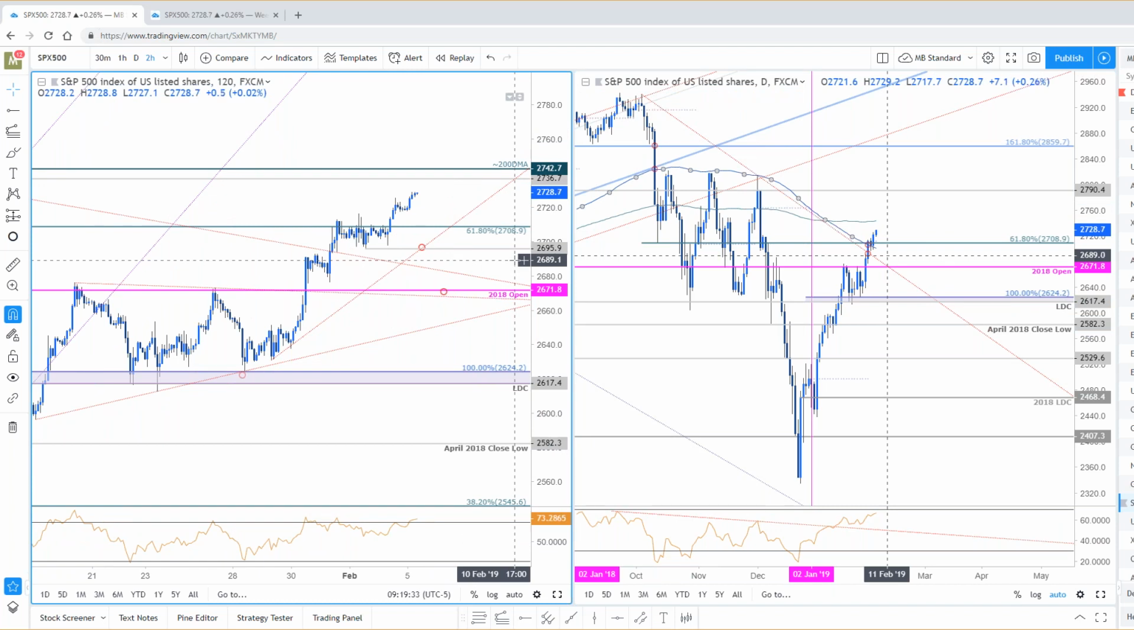Watch 2736, 2743 on the upside as resistance. If we break 2696, at that point, I think you have to allot the possibility for a larger correction here before you start to resume.